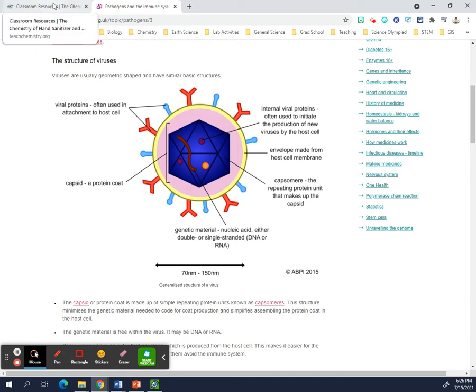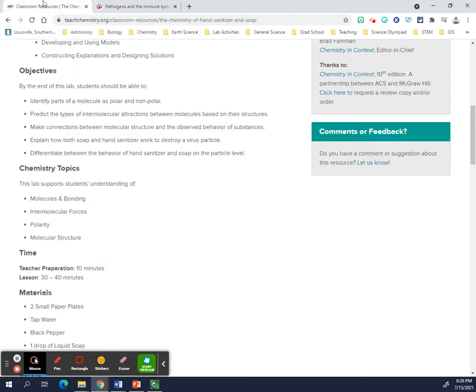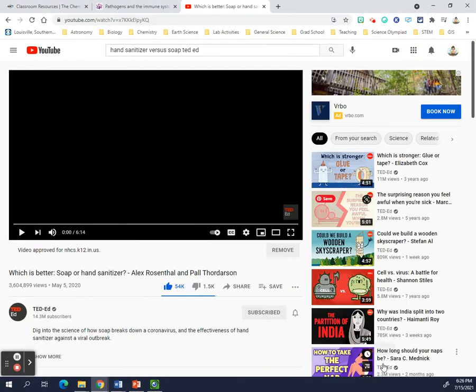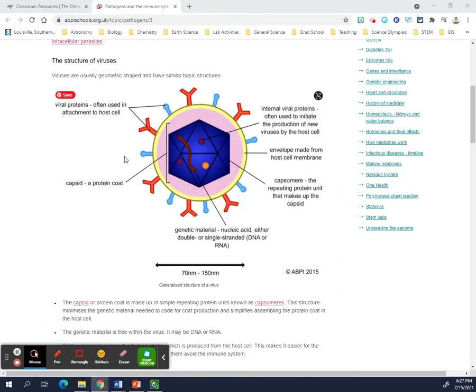Okay, so going back, we have the basic structure of these organisms. And then also, I would show this video. I'll include this in a typed up report here, but I would show this video, soap versus hand sanitizer. It goes into a lot of the good chemistry behind it. So I would show this as well beforehand. We'll focus on it later, but right now we're going to focus on performing the lab here. Okay, let me pull that up.